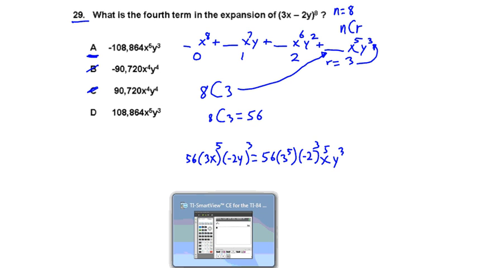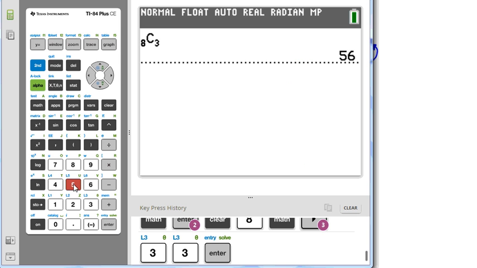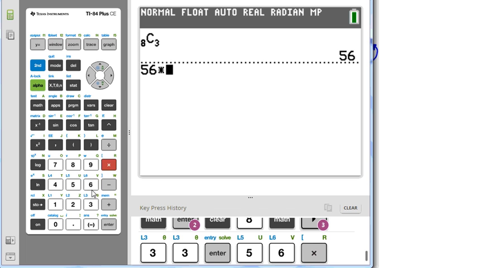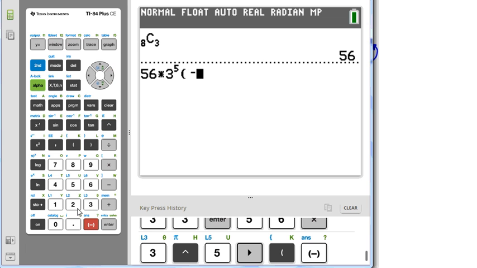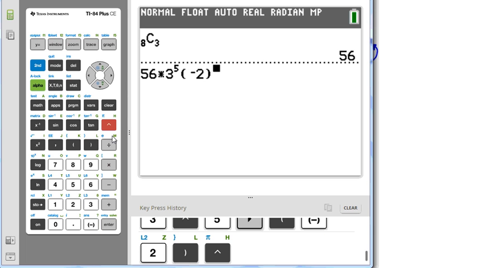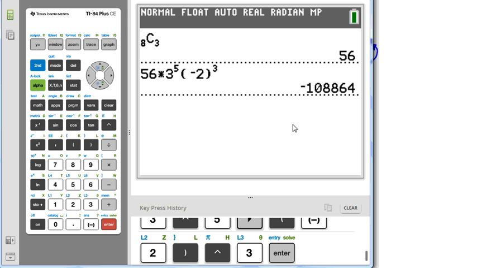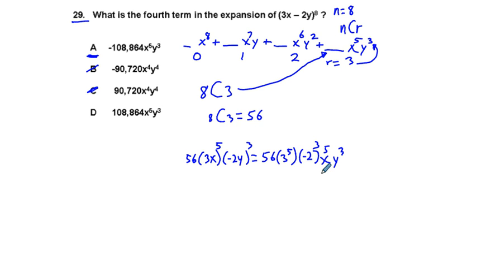56 times 3 to the 5th power times negative 2 to the 3rd power, we get negative 108,864. And so that's going to be answer choice A.